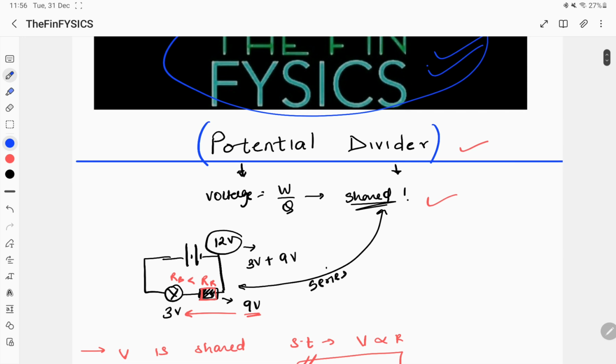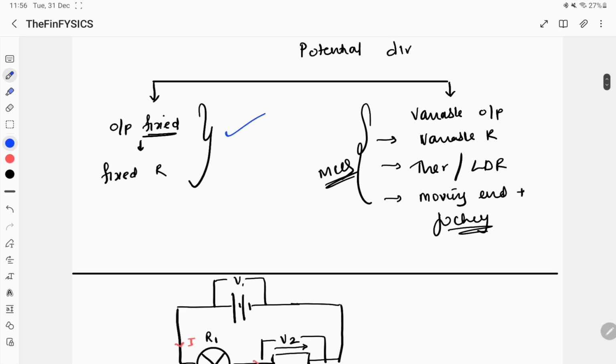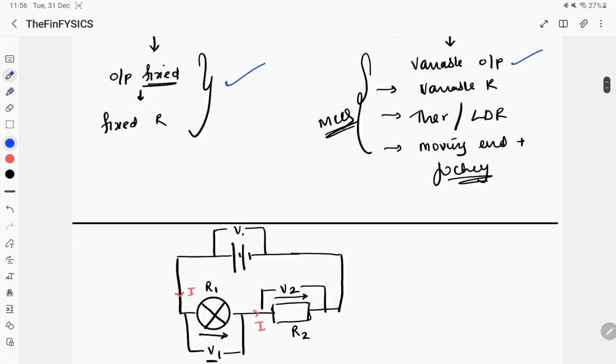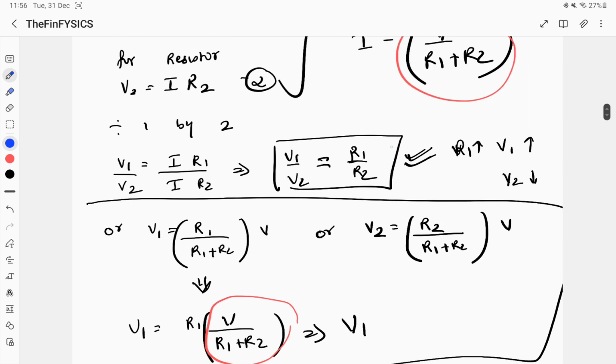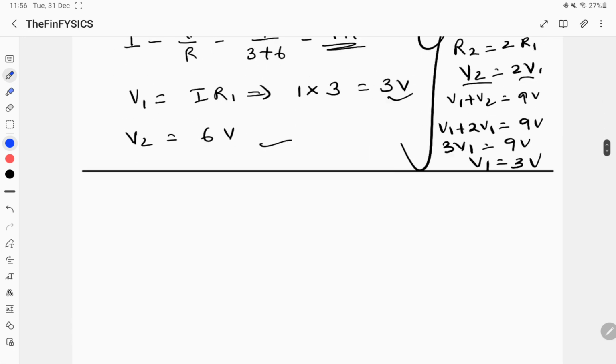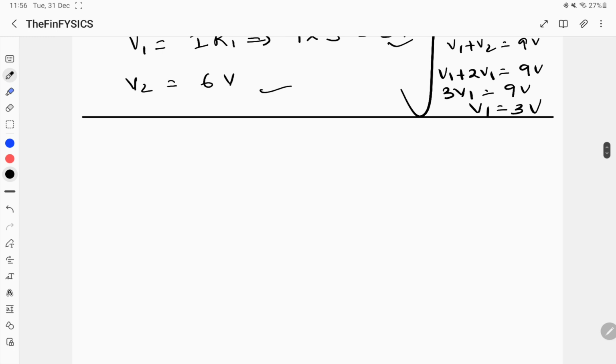So, in the previous video, we saw about potential dividers. We said potential dividers can have fixed output or variable output. We saw the working of potential dividers with fixed output, and this is the formula. We are going to use the same logic with potential dividers with varying output. So let's talk about potential dividers with varying output.